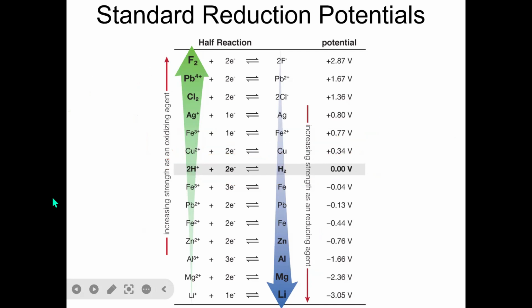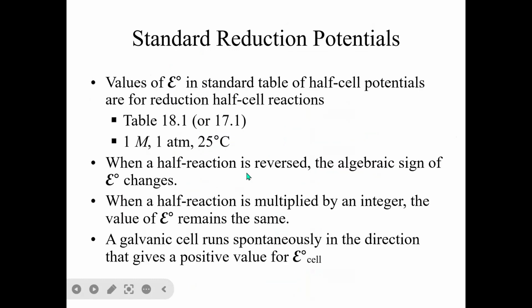So now, what happens in the case where you have a half cell and the half cell is reversed? Then the algebraic sign of the standard electrode potential will change. Let's say you have Zn2+ plus 2 electrons, and then you now have zinc. If the value for this is, let's say, plus 1.1 volts, but now maybe at the end you decide to reverse it.